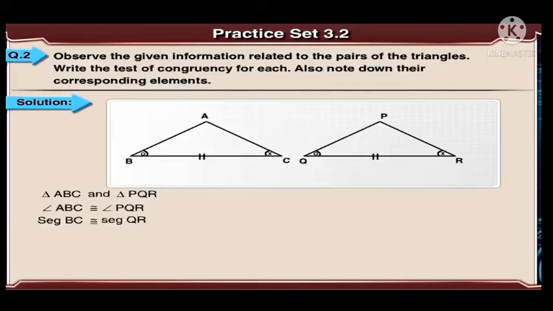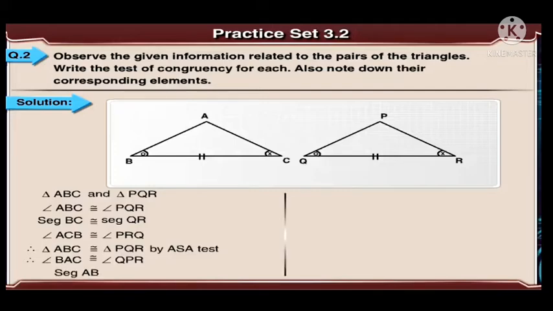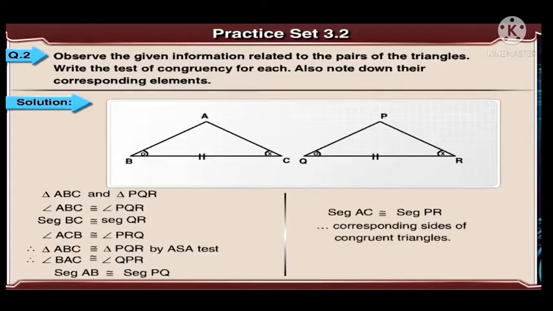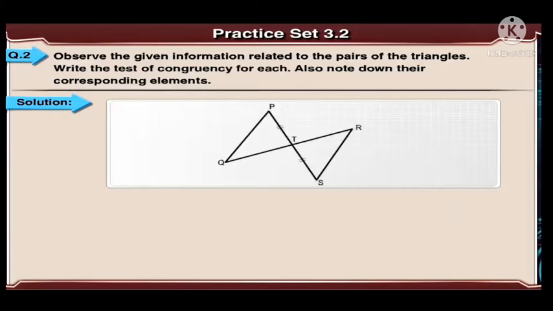Segment BC is congruent to segment QR. Angle ACB is congruent to angle PRQ. Therefore, triangle ABC is congruent to triangle PQR by ASA test. Therefore, angle BAC is congruent to angle QPR as they are corresponding angles. Segment AB is congruent to segment PQ and segment AC is congruent to segment PR since they are the corresponding sides of congruent triangles. Question number 2.